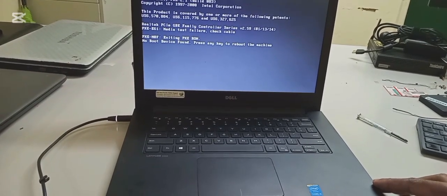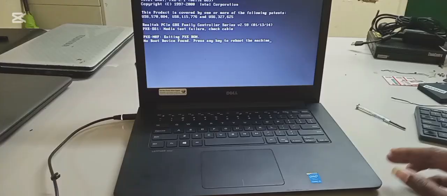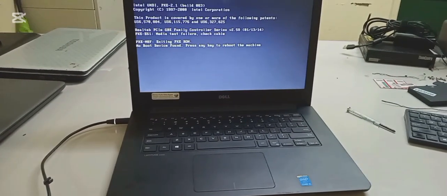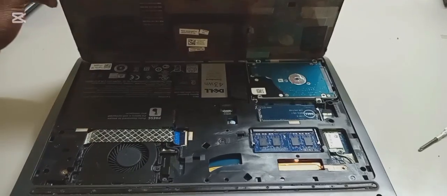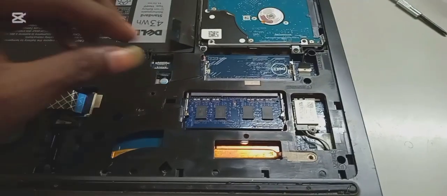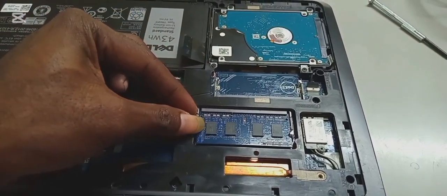Now there's a sign of life. However, the screen comes on with a beeping sound and suddenly goes off with a black screen. This indicates that it is a hardware issue. So let's continue troubleshooting.